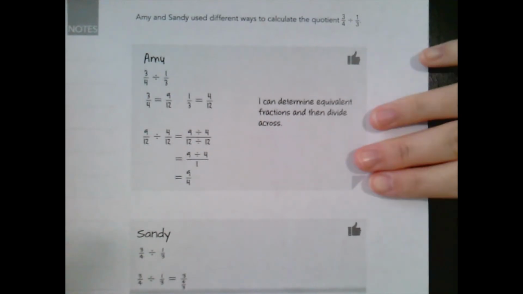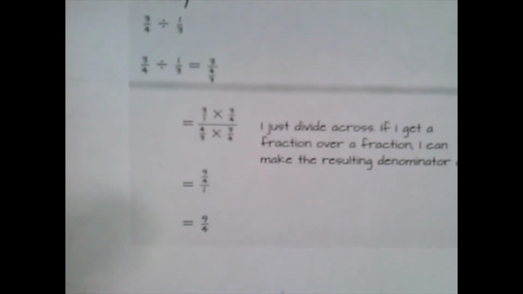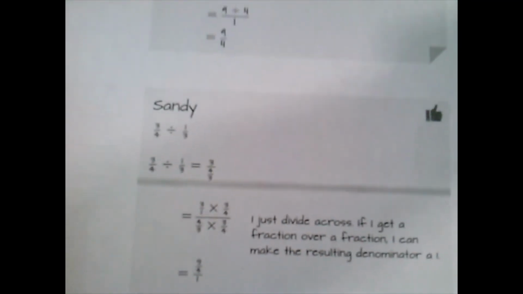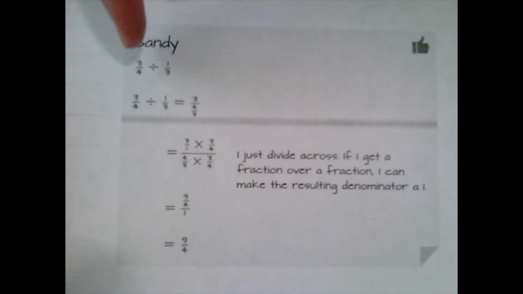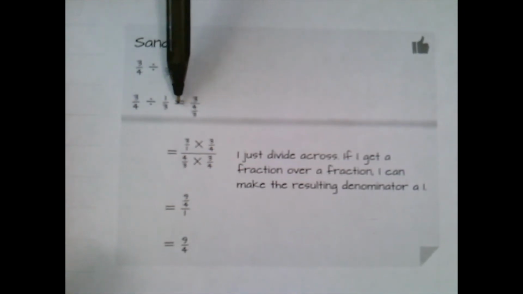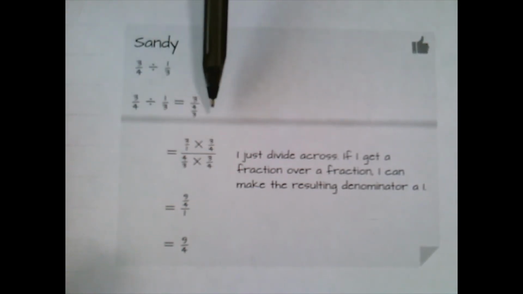Now let's look at Sandy's method. I'm going to move this up and bring this down a little bit. There we go. It's kind of blurry, sorry guys. We have 3/4 divided by 1/3, the same problem we did with Amy's method, but Sandy's doing a different method. She went across. She did 3 divided by 1 equals 3, and then 4 divided by 3 is 4/3. So right here we have 3 all over 4/3.